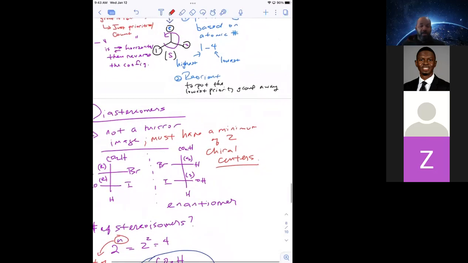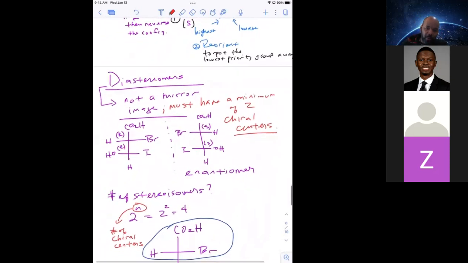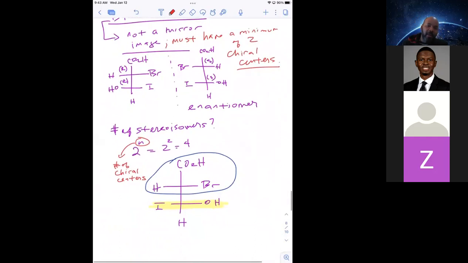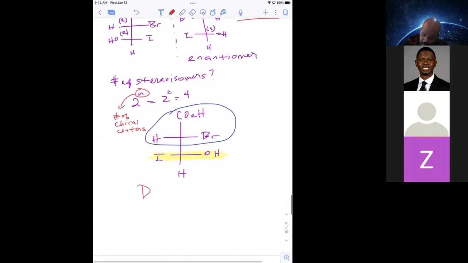Right? You've got to have a minimum of two. If you only have one chiral center, you cannot make diastereomers. You can only make the mirror image. But if you have two or more chiral centers, then you can have what's called a diastereomer. So this will be what we call a diastereomer.